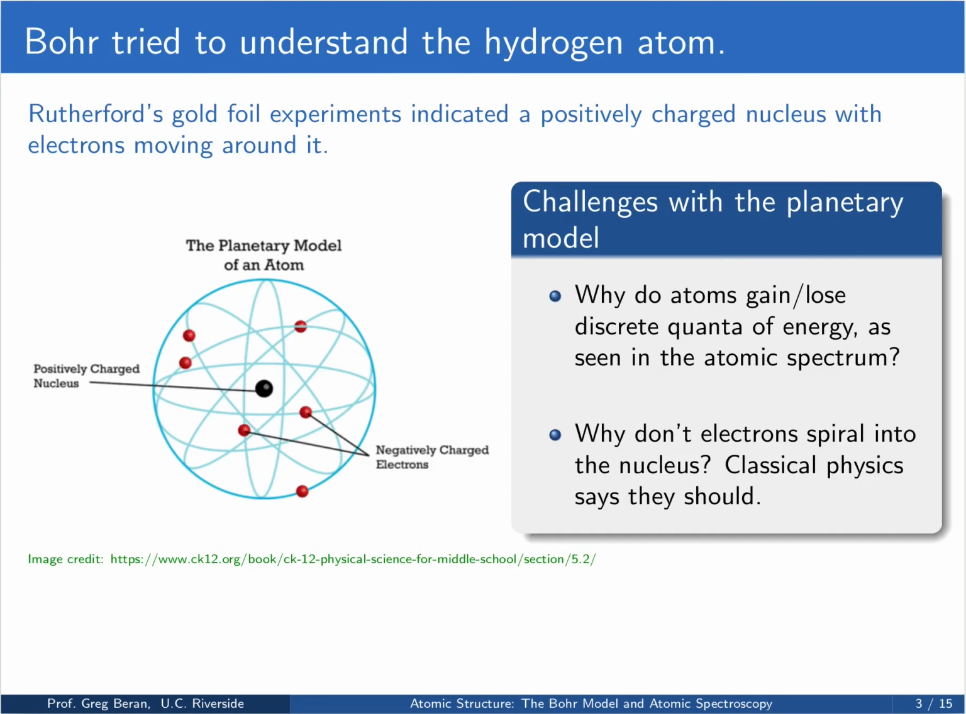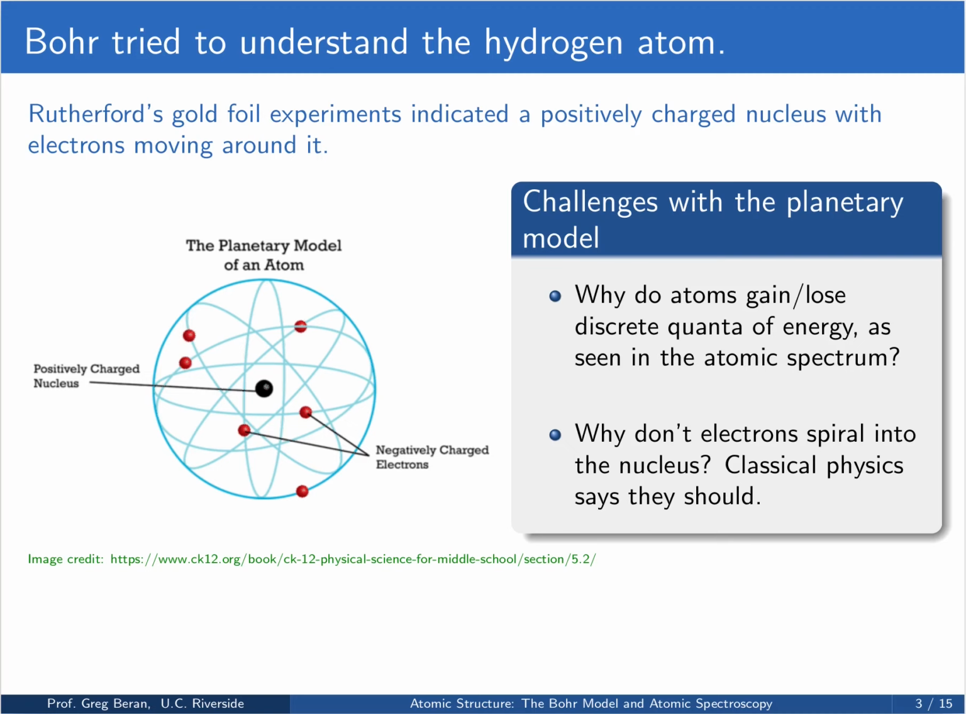So around 1920, Niels Bohr was working to try to understand the hydrogen atom. At this time, Rutherford's gold foil experiments had already been done, and so there was already this understanding that the atom had a positively charged nucleus with electrons moving around it. So a general idea for the atom was something like the planetary model, where you have electrons orbiting like planets around the nucleus, which is sort of like the sun. But this model had some problems.